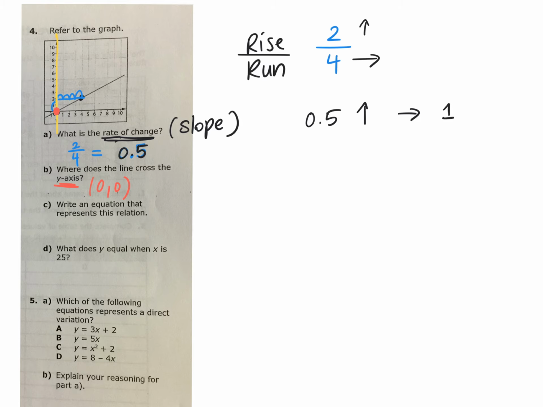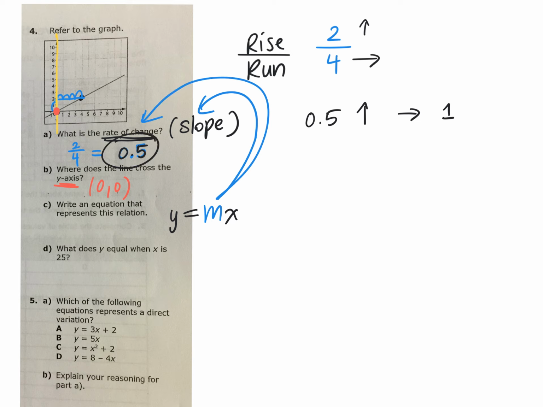So what's the equation? Remember, it has to be in the form y equals? Yeah. And m stands for the slope or the rate of change. What is the slope or the rate of change in those terms? So what's the equation, Kareem? Y equals 0.5x. Easy?